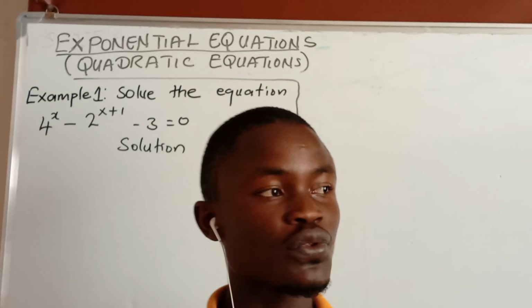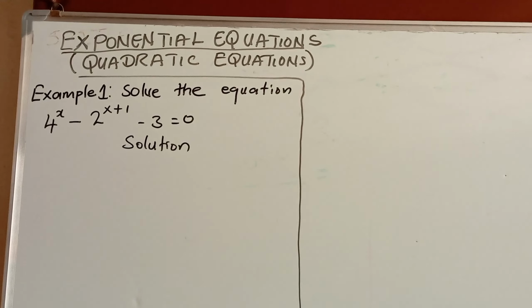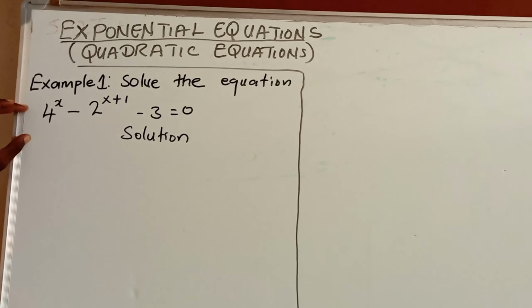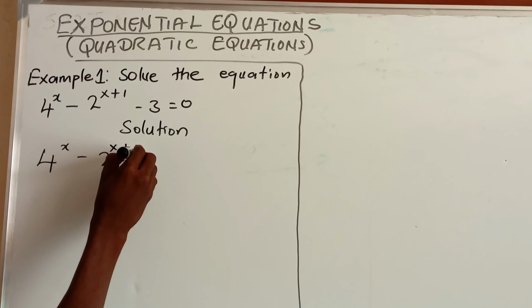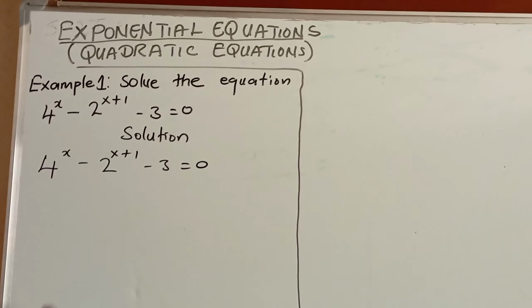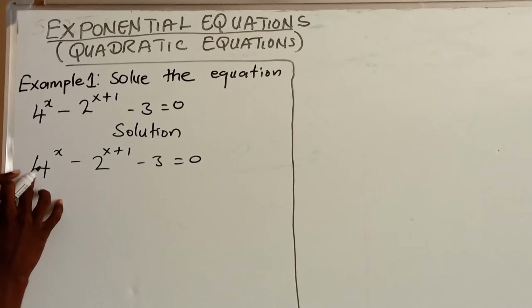So let us start with this one. Now we are asked to solve the equation 4 raised to power x minus 2 raised to power x plus 1 minus 3 equals 0. So we try to express this 4 in order to have the same base as this. So we say 2 raised to the power what?